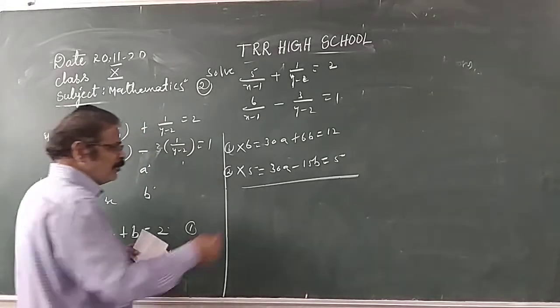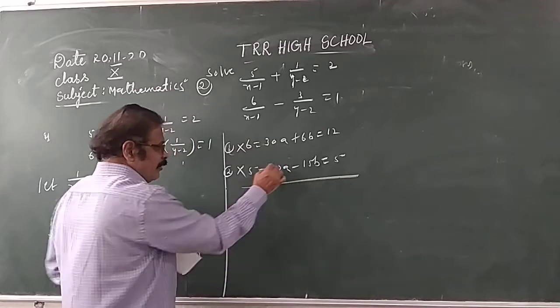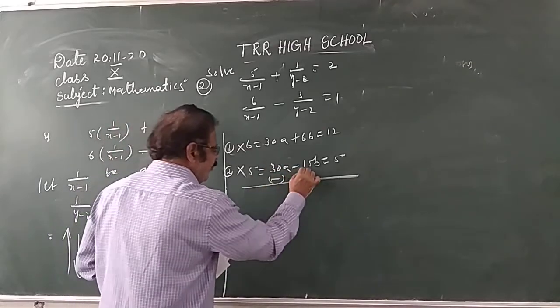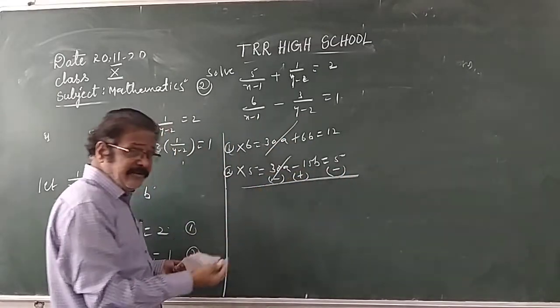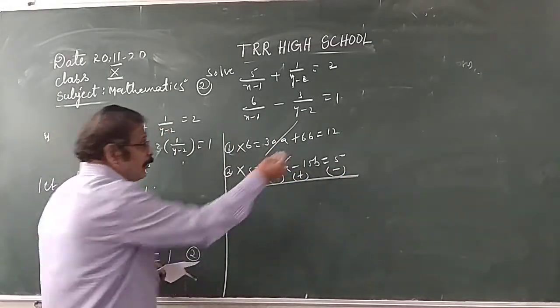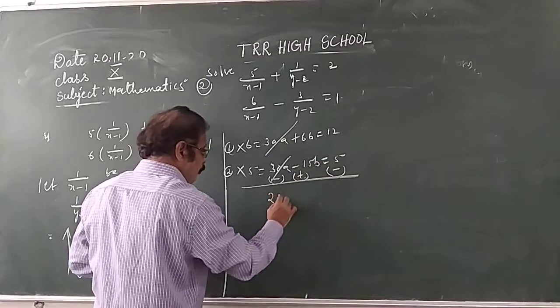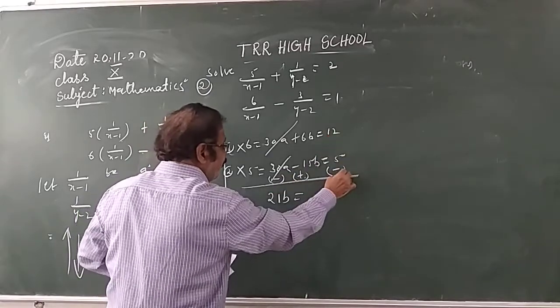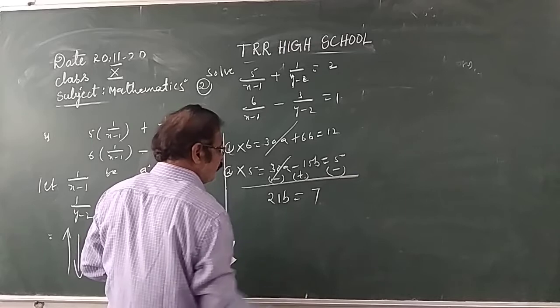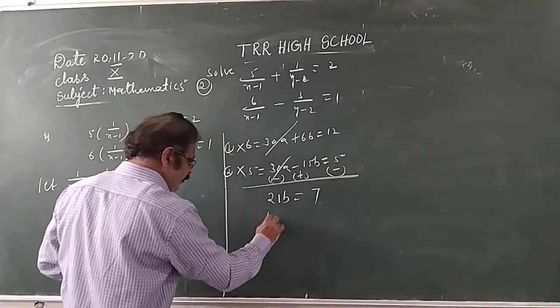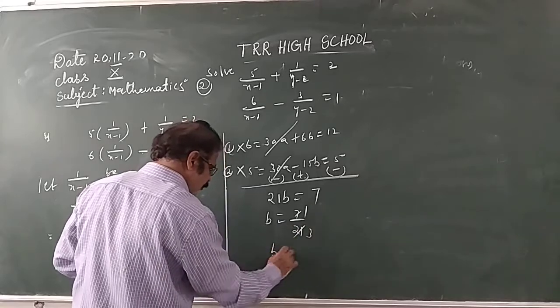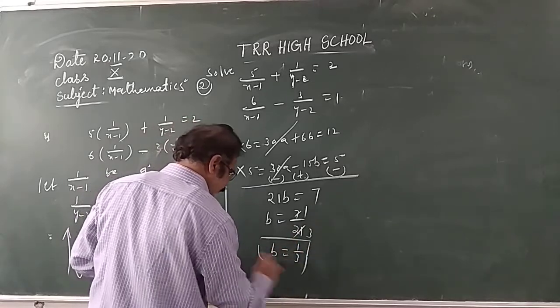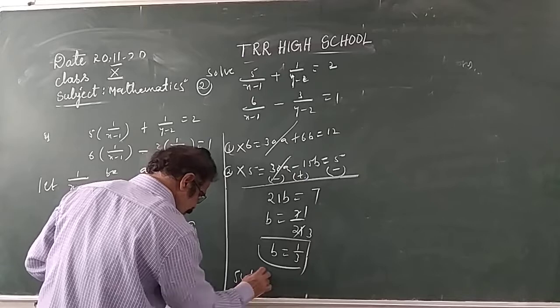So to get them cancelled, the signs should be different. Change the signs. Plus becomes minus, minus becomes plus, plus becomes minus. Plus 30A minus 30A is 0. Plus 6B plus 15B, 21B is equal to 12 minus 5, which is 7. B is equal to 7 by 21. 7 divided by 7 is 1, 21 divided by 7 is 3. B equal to how much? 1 by 3.